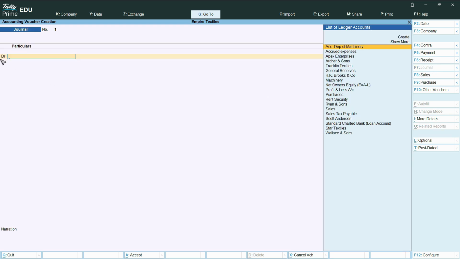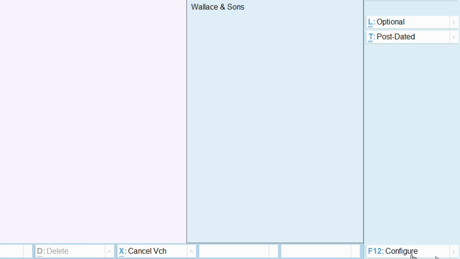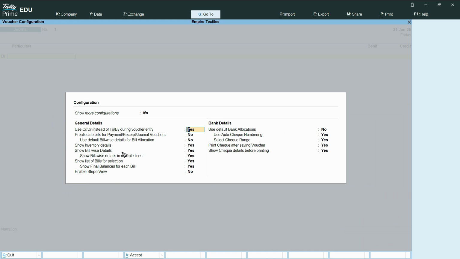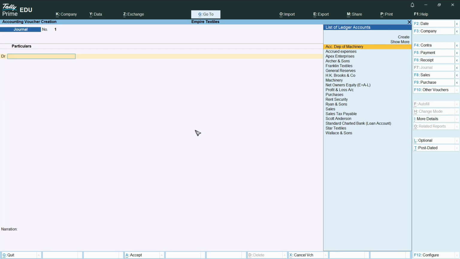Once we are in Journal, if you can't see it in debit and credit form and you see the To and By format, you need to configure this to debit and credit form. Just from the bottom right, click on Configure. And once we see this option, you can change this to Yes, which says use credit debit instead of To and By entry. I'll change it to Yes and press Ctrl A.